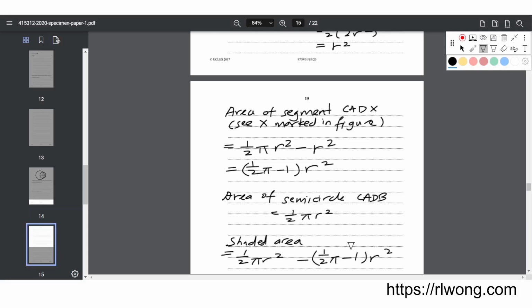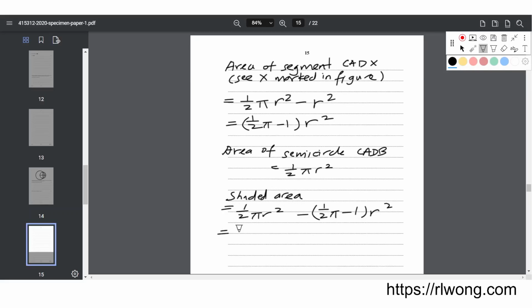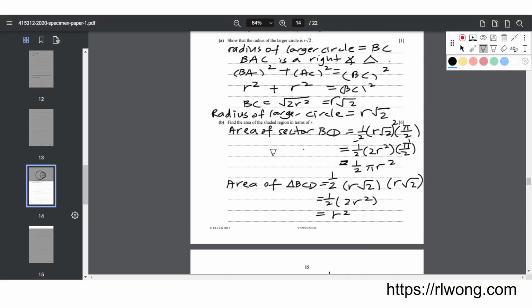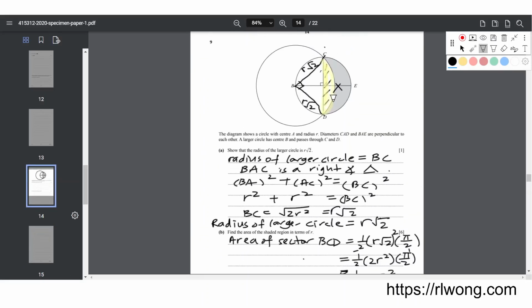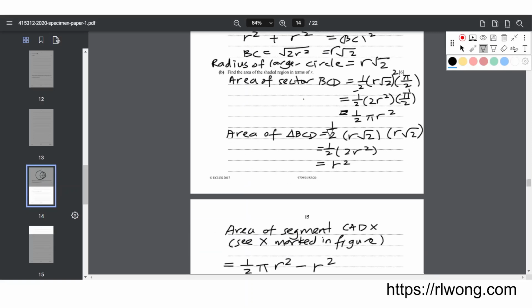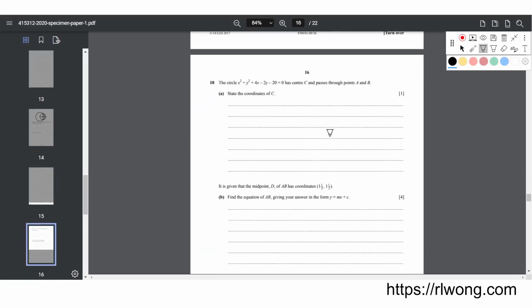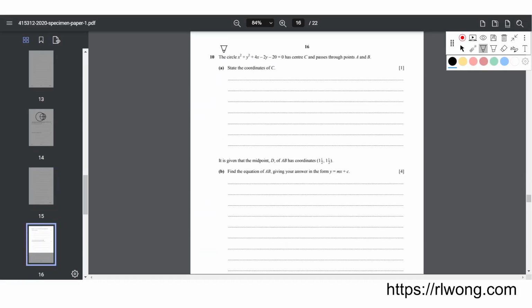Okay, so basically you have half pi r squared minus half pi r squared plus r squared. So therefore the shaded area is equal to r squared. So the answer for this, the area of this shaded region, is equal to r squared. Okay, next let's move on to question 10.